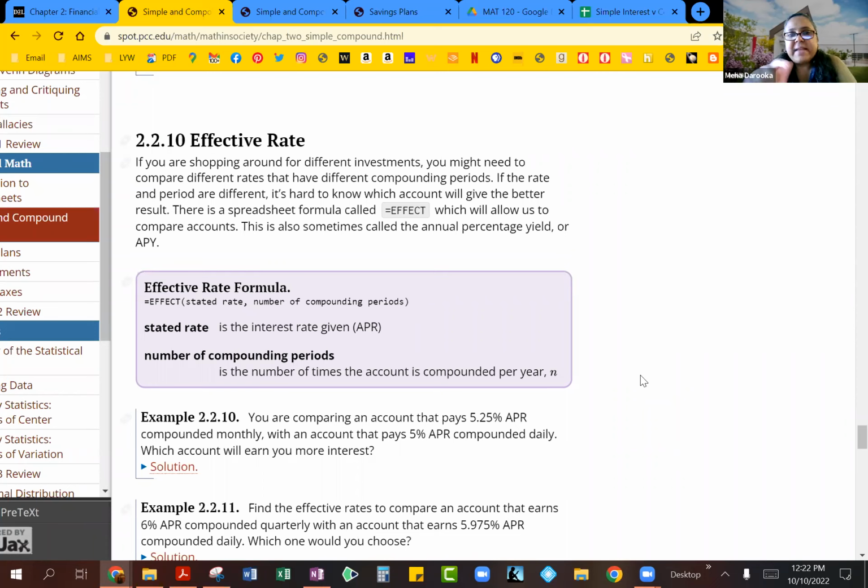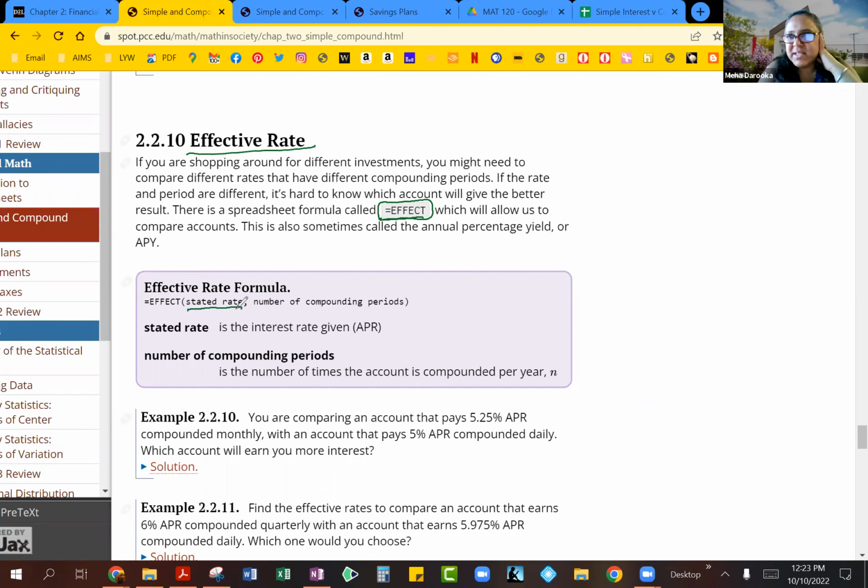If we wanted to find out, the idea is we take our interest rate and basically try to see if we broke it down into simple interest, which one would give us a better earning. So you do have a built-in formula in your spreadsheet, which is called the EFFECT function for the effective rate. And then basically you start by putting in the stated rate you are given.